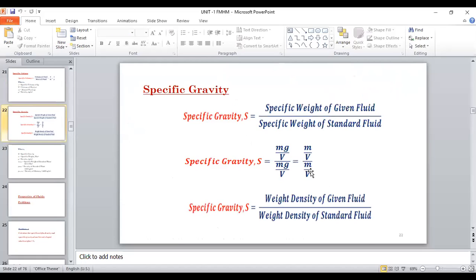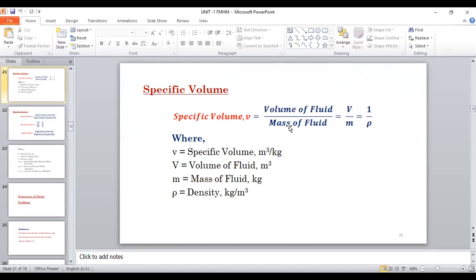So after that, we have seen the specific volume, which is a ratio of volume of fluid to the mass of the fluid, denoted by small v. Specific volume denoted by small v, which is the ratio of capital V by m, nothing but inverse of density, 1 by rho. Mass by volume is density, so V by m is 1 by rho, and the units are meter cube per kg.